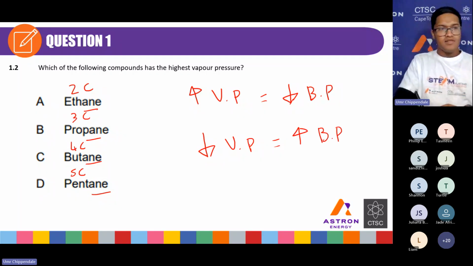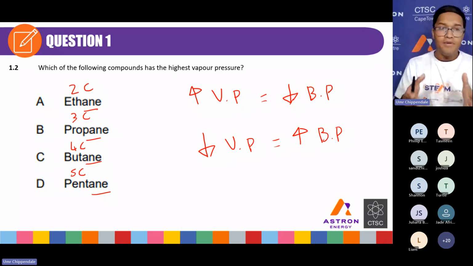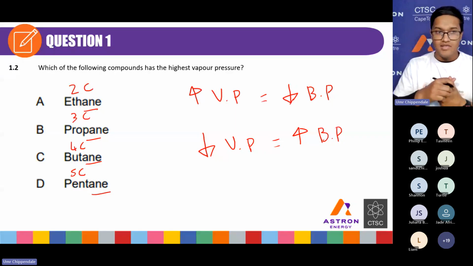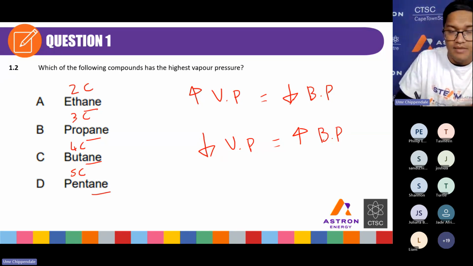So in this particular case, the more carbons you have in your chain, the higher the boiling point. So the one with the most carbons, pentane, will have a very high boiling point, but that means it will have a very low vapor pressure.